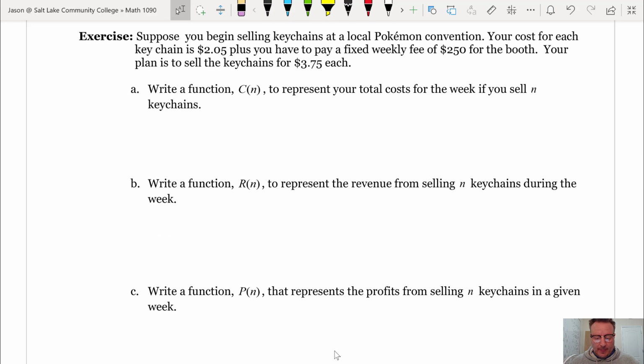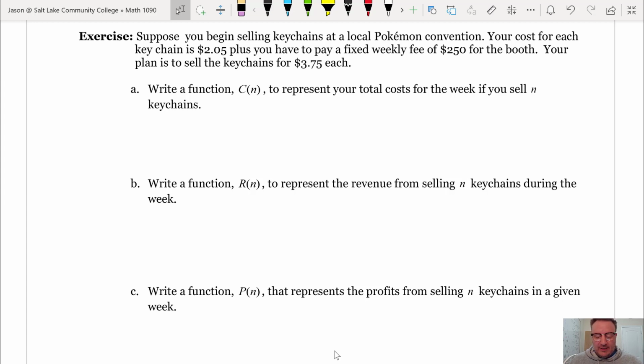Okay, next exercise. Okay, so this is much more down to earth and much smaller numbers here. Okay, still fun though. Suppose you begin selling keychains at a local Pokemon convention. Your cost for each keychain is $2.05, plus you have to pay a fixed weekly fee of $250 for the booth. Your plan is to sell the keychains for $3.75 each. One of the things I love about this is that it doesn't matter what your business is. You could be selling Pokemon keychains or selling products that cost thousands of dollars. The same mathematical principles apply, right?